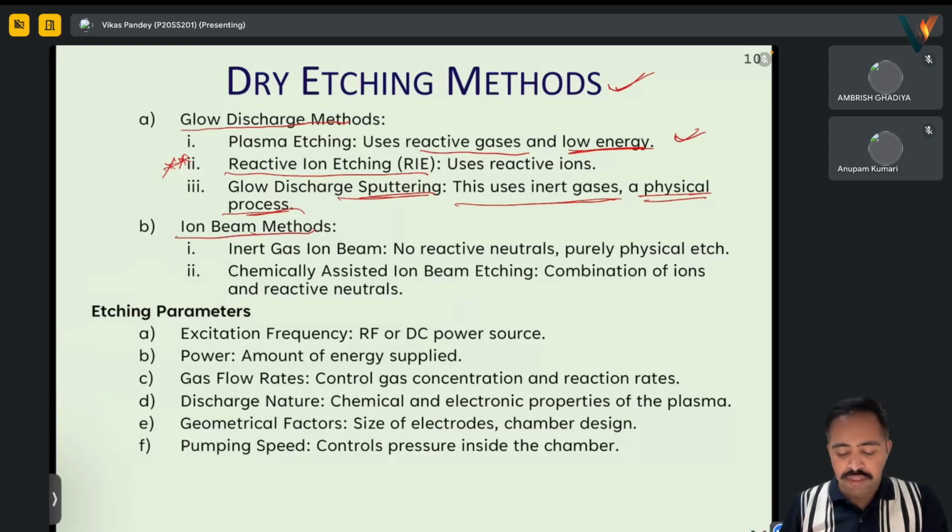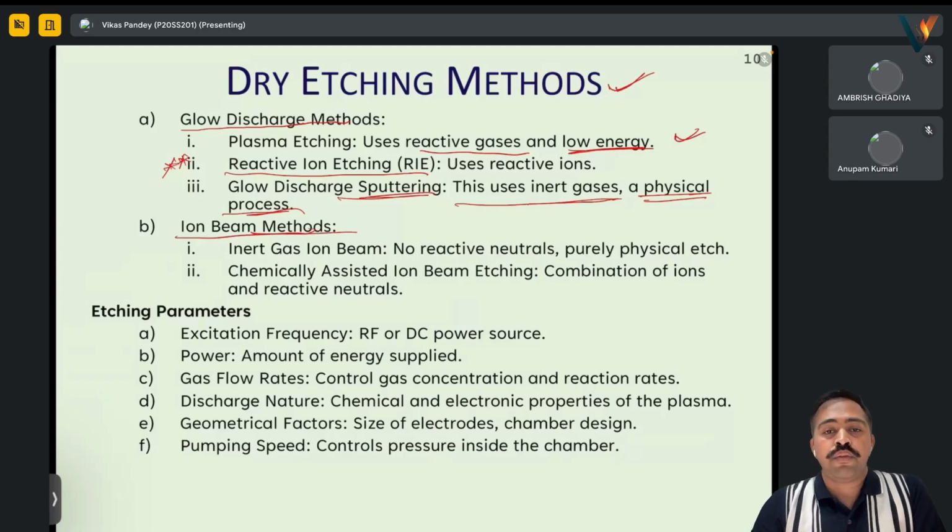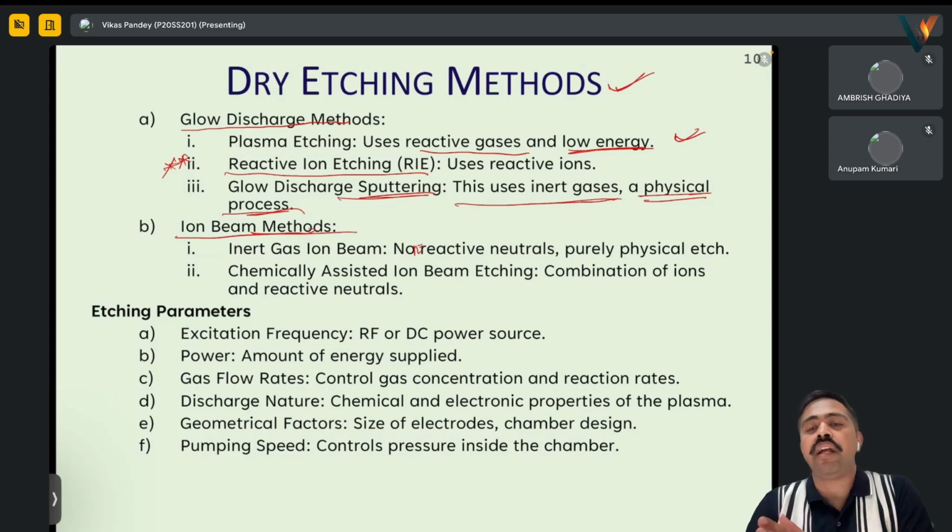Second is the ion beam method. One of these is the inert gas ion beam, that is, no reactive neutrals, and it is purely physical in nature. The ions are non-reactive and neutral, so no reaction is taking place. It is neutral, still inert gas, okay, and a purely physical etch. Second is chemically assisted ion beam etching, a combination of ions and reactive neutrals.